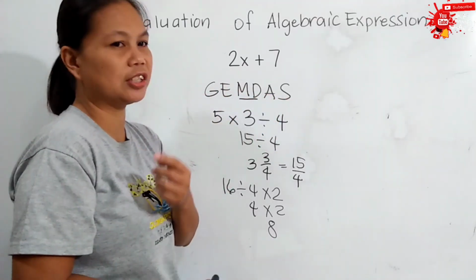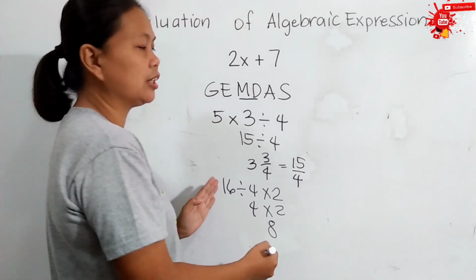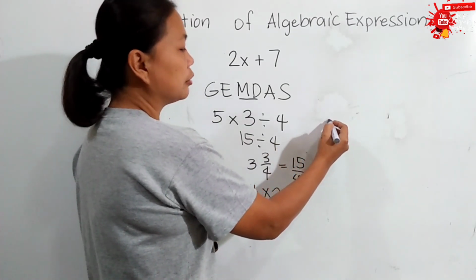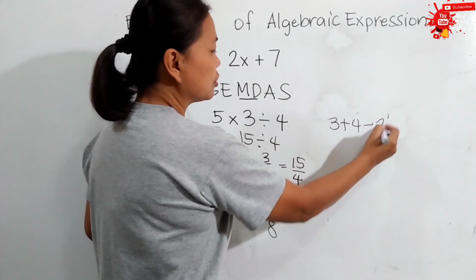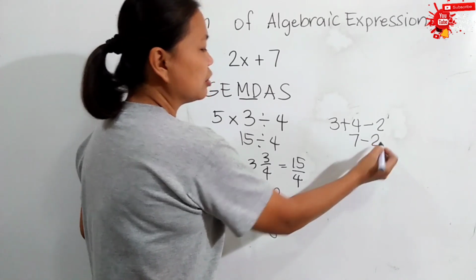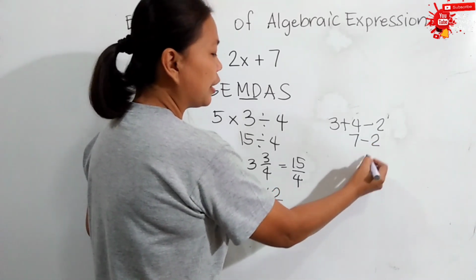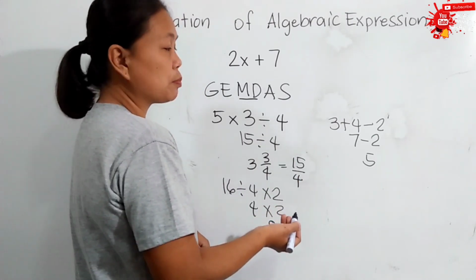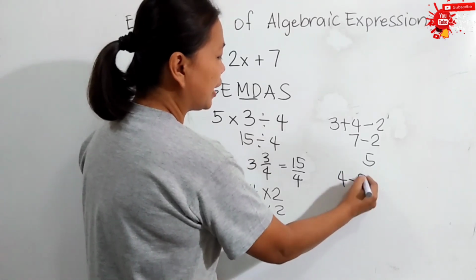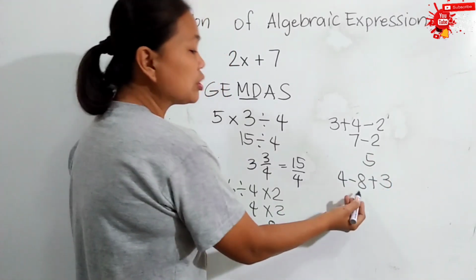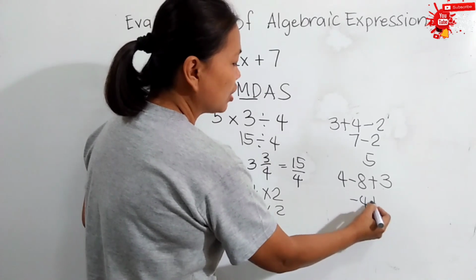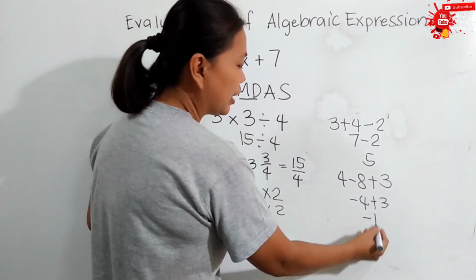Now for addition and subtraction, it's the same with the rule for multiplication and division. So whichever comes first from left to right. So say for example, we are given here 3 plus 4 minus 2. So we will add first, then followed by subtraction. So we have here 7 minus 2. And 7 minus 2 is 5. Then if subtraction comes first, from left to right, so say for example, we have here 4 minus 8 plus 3. So we will subtract first. So 4 minus 8, so again, we have here negative 4 plus 3. So the answer will be negative 1.